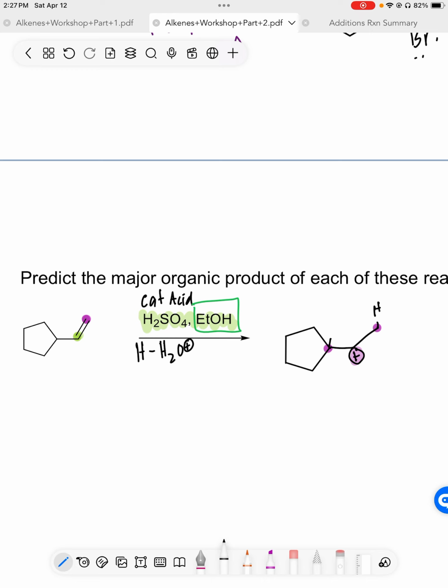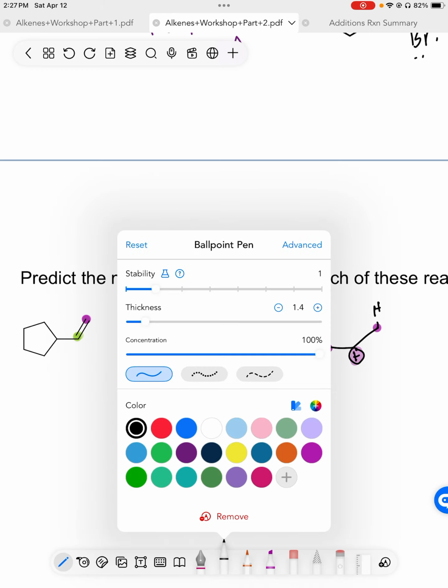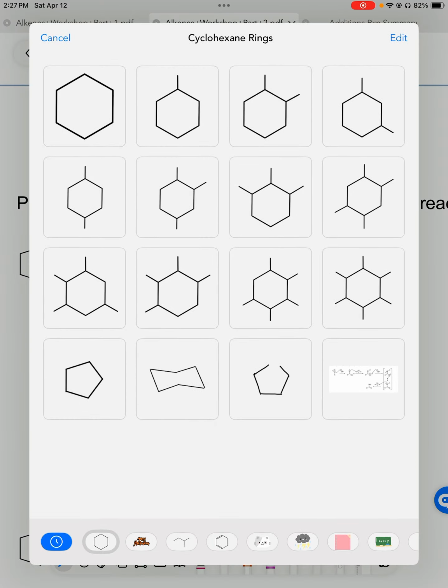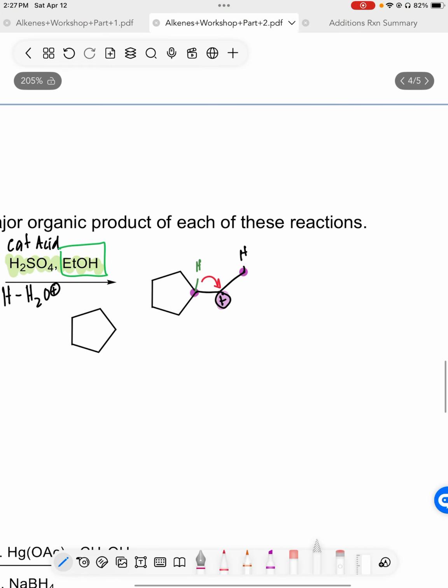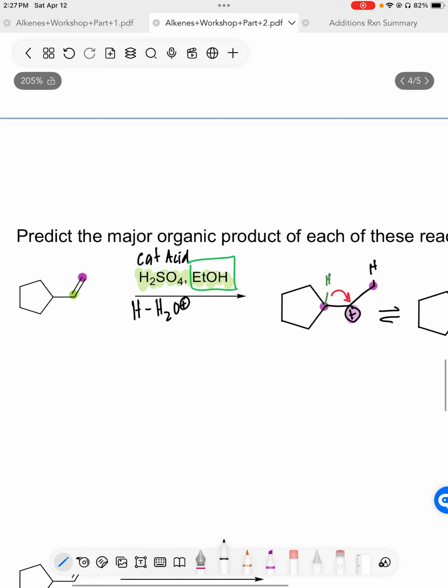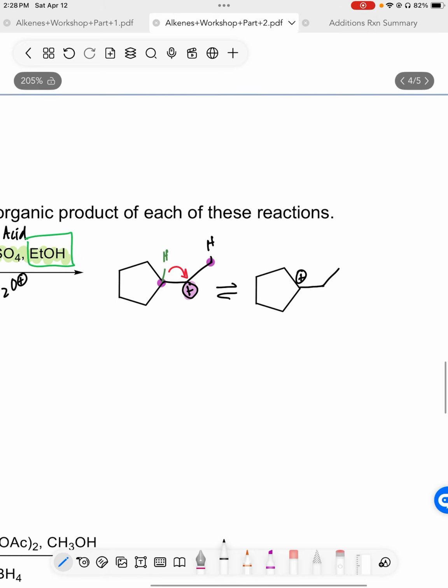So there is a hydrogen attached. Let's do it in a different color. There is a hydrogen attached to this carbon. So we can do a hydride shift and move our carbocation over. And we get this product right here. So with Markovnikovs, unless it's oxymercuration, demercuration, and anti-Markovnikovs, unless it's hydroboration, oxidation, you need to assess for carbocation rearrangement.